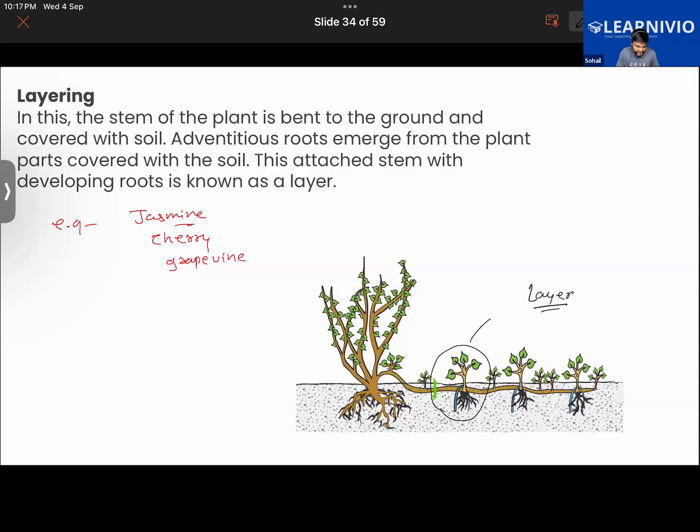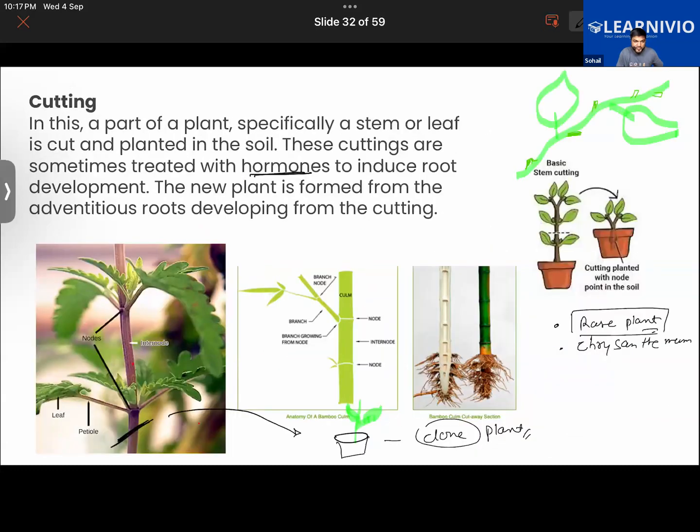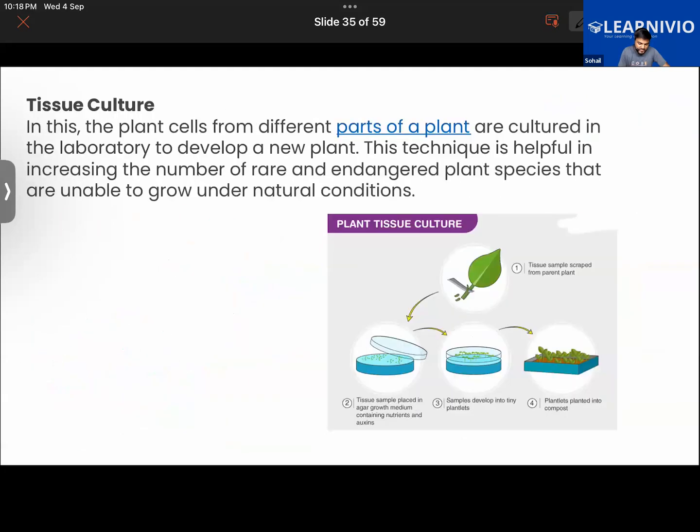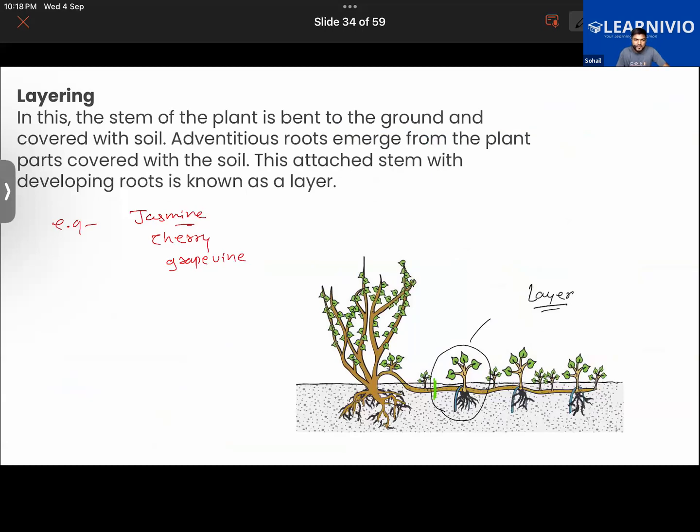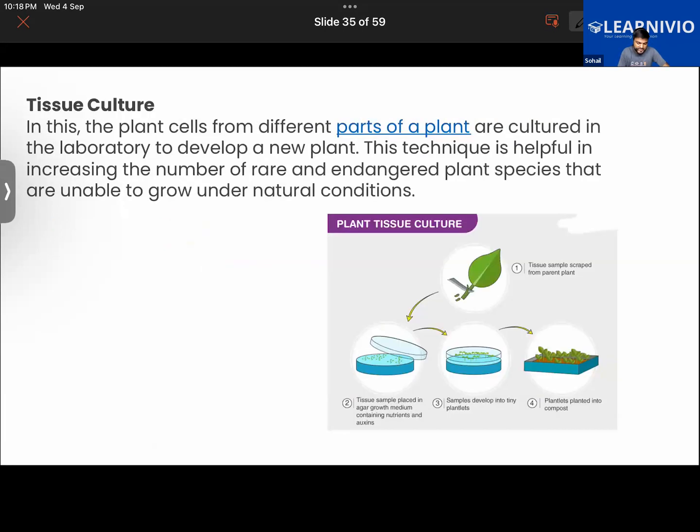So we have learned about layering, grafting, and cutting so far. Although there are some other methods also, like suckering, which is one another method. Now, talking about the advantages of these methods, we'll be learning about this, but let us complete this tissue culture method also, like how this is used.